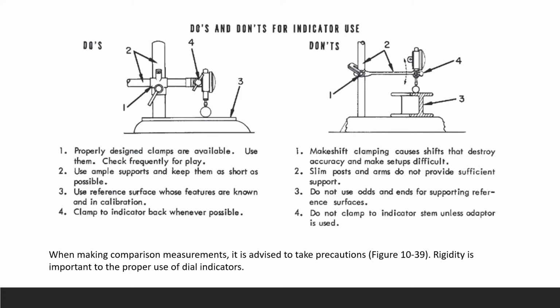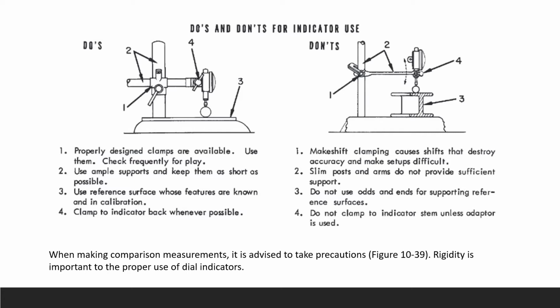So use ample supports and keep them as short as possible. We have supports; I've got one in my office, I'll show you. You have to keep that support at a good height, and you want to make it as short as possible. And use a reference surface whose features are known in calibration. You have to use a reference surface, again, not any kind of part.